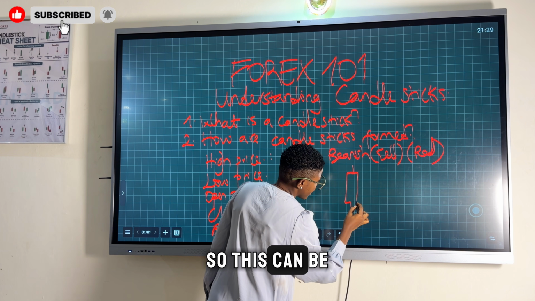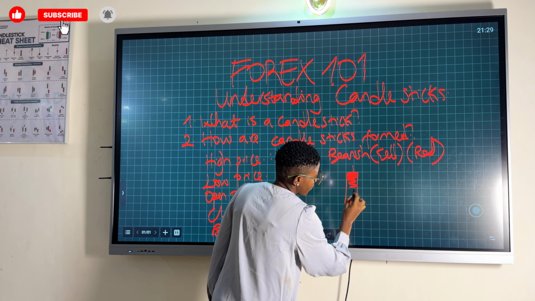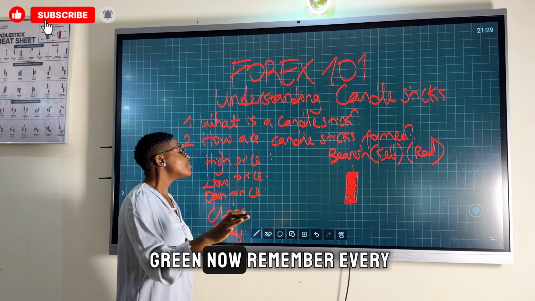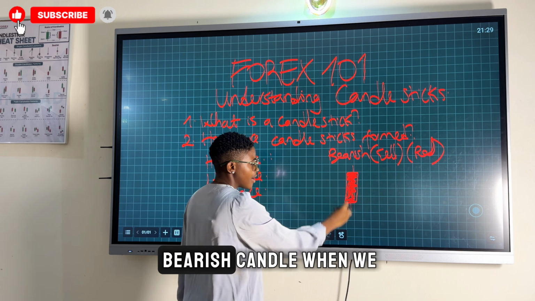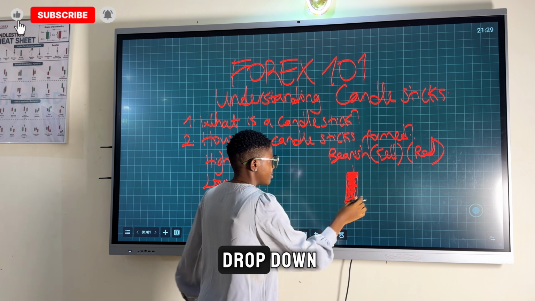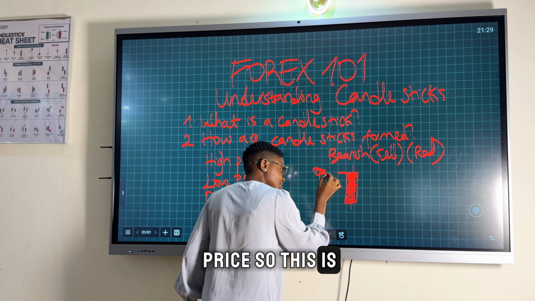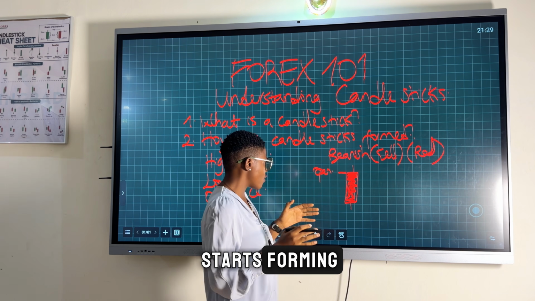So this can be a typical bearish candle. Great. Now remember, every candle has all of this. Now this is a bearish candle. When we are selling, we are expecting the market to drop down. So here we have the open price. This is where the body of the candle starts forming.